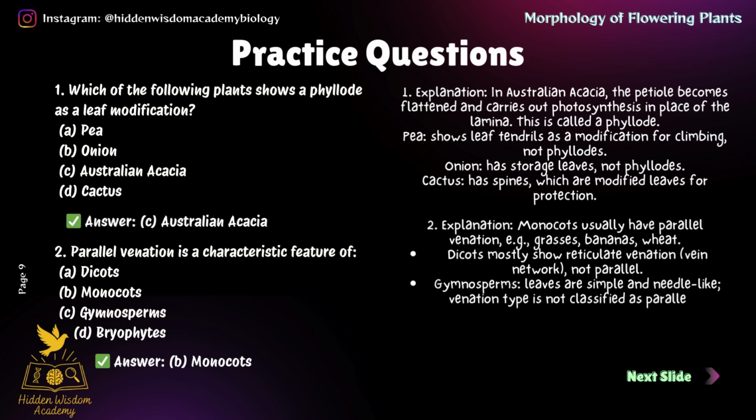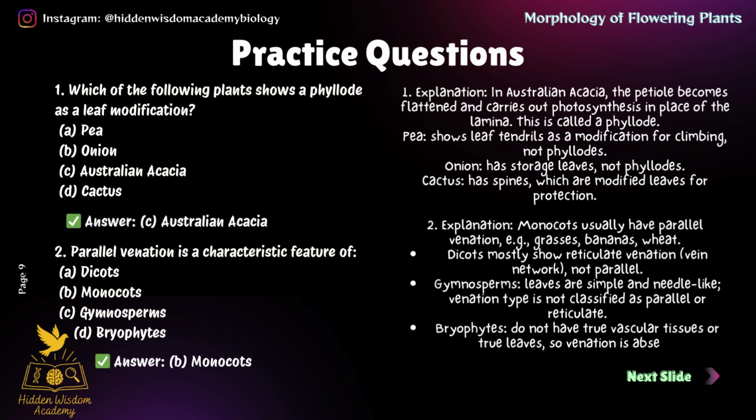Explanation. Monocots usually have parallel venation, like in grass, banana, and wheat. Dicots are incorrect because they typically exhibit reticulate venation. Gymnosperms are incorrect because their leaves are needle-like and lack clear venation. Bryophytes are wrong because they don't have true leaves or vascular tissue, so no venation. So, option B is the correct answer.